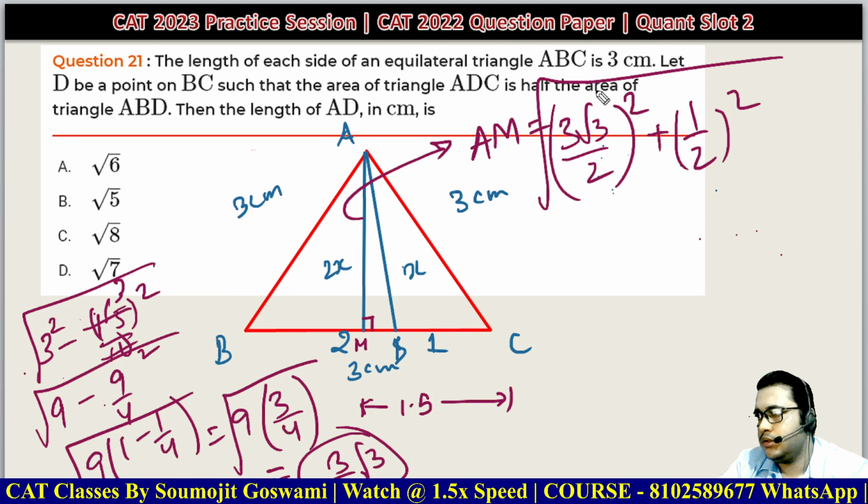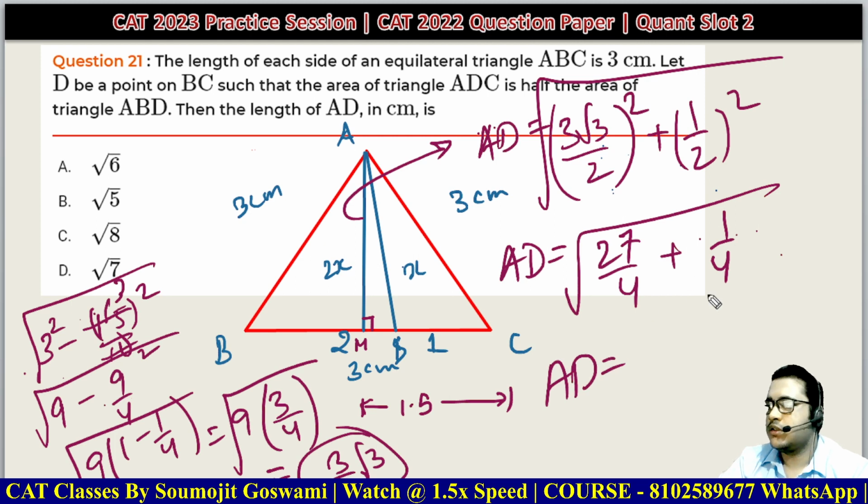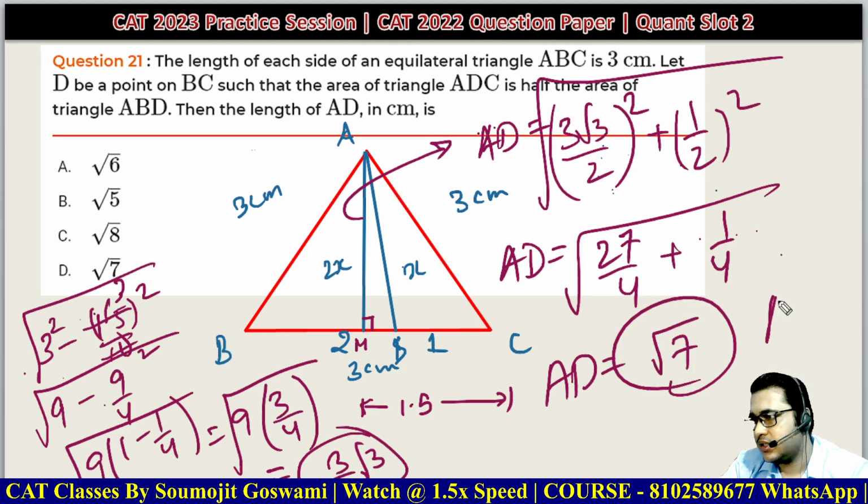Root over, this is going to be 9 3s are 27 by 4, and this one is going to be 1 by 4, that is 8. I'm calculating for AD. Okay, now certainly this is AD. Now AD will be, 4 is common, so 28. So 28, 4 7s are 28. So this is going to be root over 7.